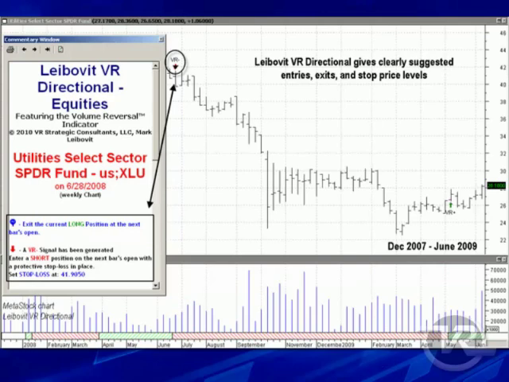So that summarizes our VR directional indicators and examples, and we're going to move on now to our 2-day.